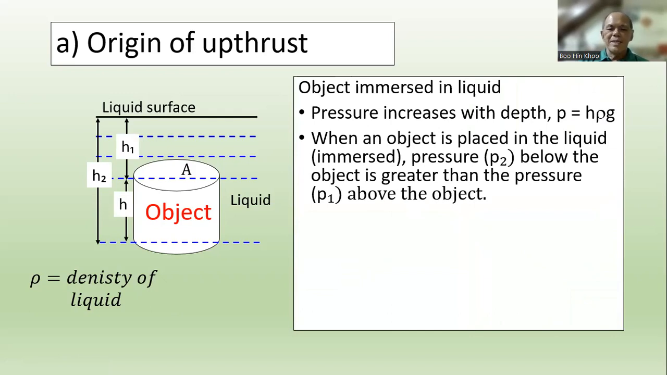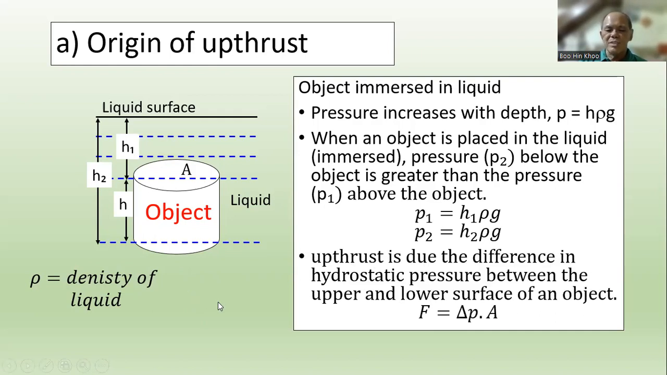When an object is placed in a liquid, or immersed, pressure P2 is below here. Pressure P1 is on top here. The pressure below the object is greater than the pressure P1 above the object, because H2 is greater. So the pressure below is greater than the pressure above. P1 is H1 rho G. P2 is H2 rho G.